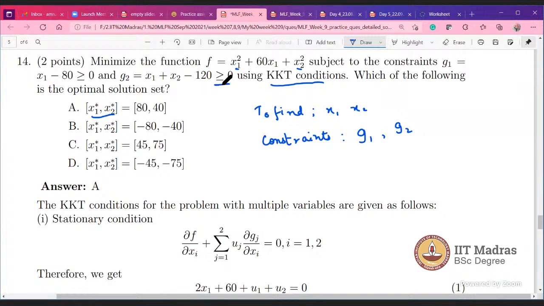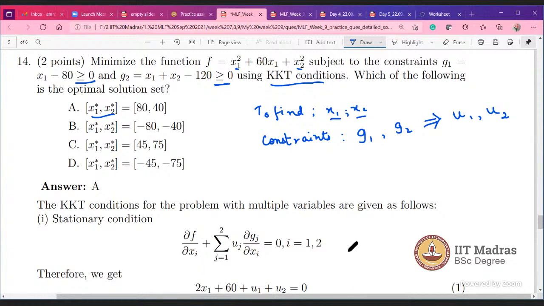Remember, these are inequality constraints. If you have equality constraints, the formula also differs. For these 2 inequality constraints, you have multipliers U1 and U2. Our first condition is the stationarity condition, the derivative. In lecture, Sir would have mentioned it as del of f; I have written it in terms of partial differentiation. You will get 2 equations, related to x1 and x2, because you have 2 variables.